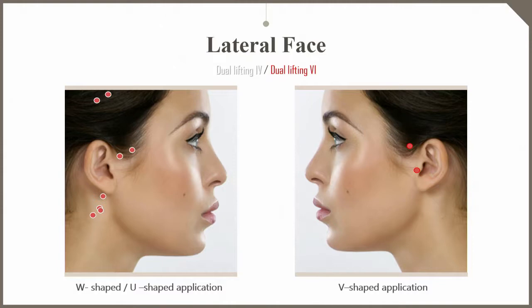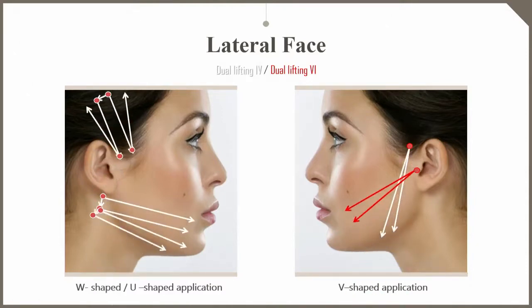strong models of thread. First of all, I can apply the dual lifting 4 thread on the temple. I prefer to use W-shaped application or U-shaped application where I can hide the scar and irregularity. For the temple, the hair will hide this kind of irregularity effectively, so I can apply W-shaped application there. And on the mastoid, the ear can hide the irregularity there, so I can apply the U-shape application because this application has very strong anchoring. So we can guarantee the effect.